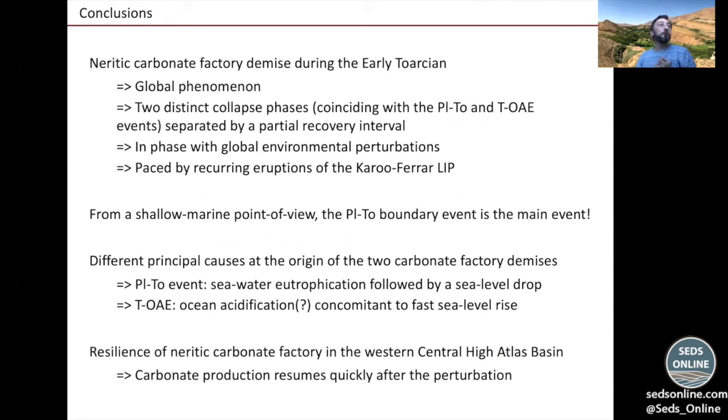So to conclude, I just want to highlight that this neritic carbonate factory demise during the early Toarcian is a global phenomenon. Quite often you can only see one demise event because almost the entire early Toarcian is just completely condensed or missing or whatever. So it's really difficult to see anything.